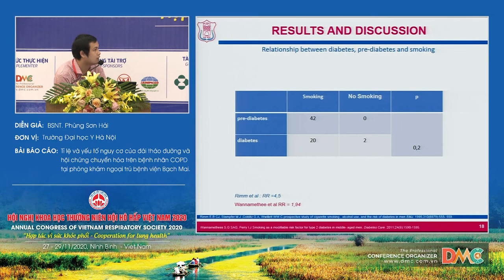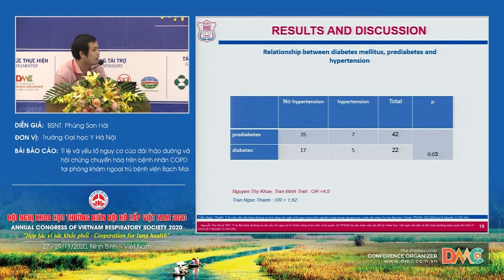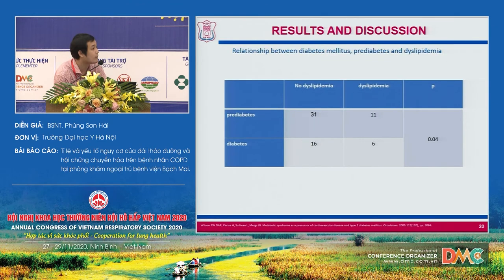Okay, and about risk factors of diabetes, we saw the relationship between diabetes and smoking with a P value. And the relationship between diabetes mellitus and hypertension: we saw it was significant with P equal to 0.03. And the relationship between diabetes and dyslipidemia.